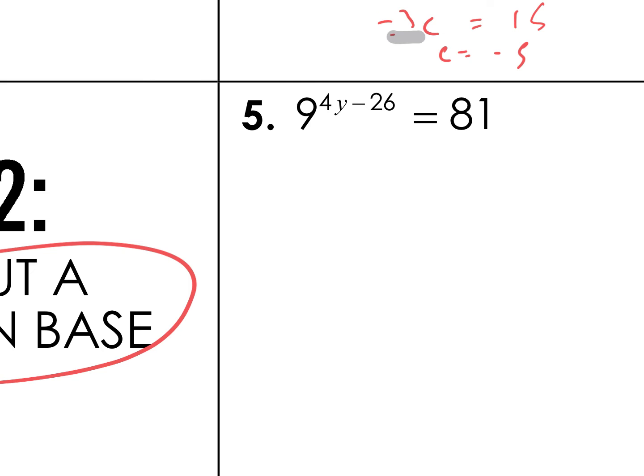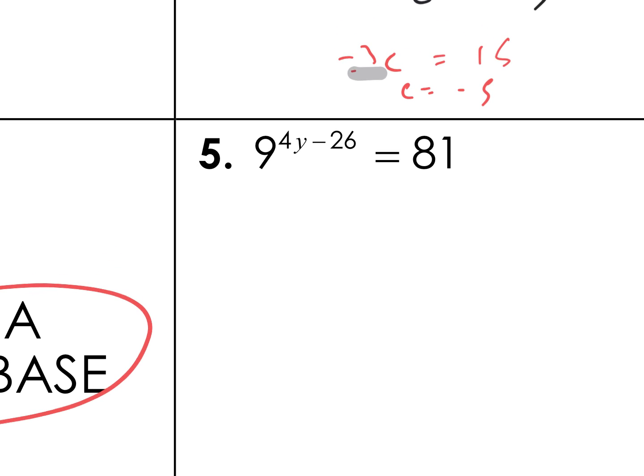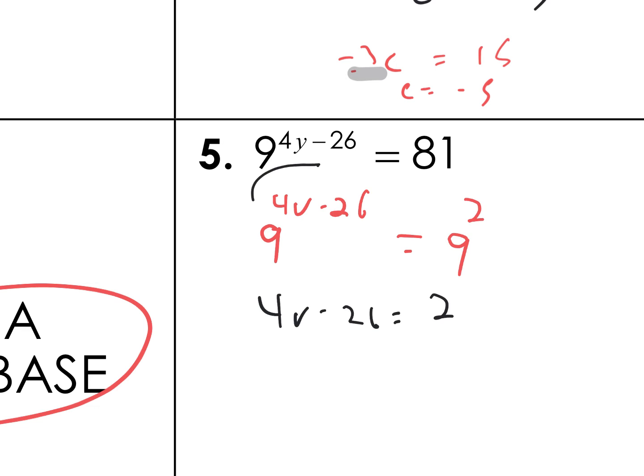But right now, I'm going to take your word. I'm going to keep 9 to the 4v minus 26 equals 9 squared. That way, I'm able to just say the 9's go away, and I got 4v minus 26 equals 2. I just set those two exponents equal to each other.